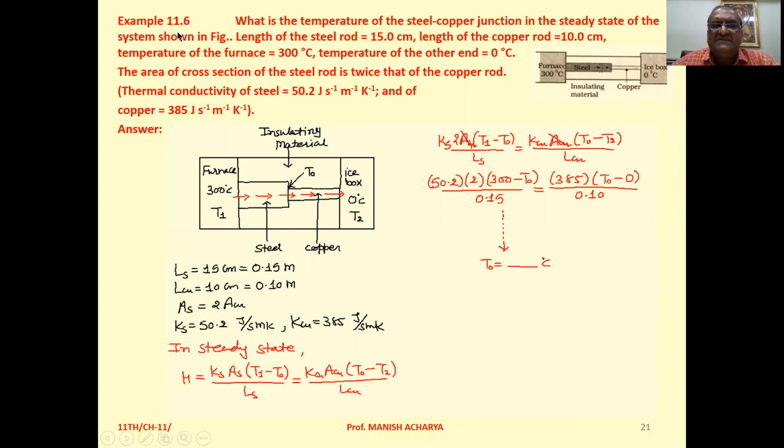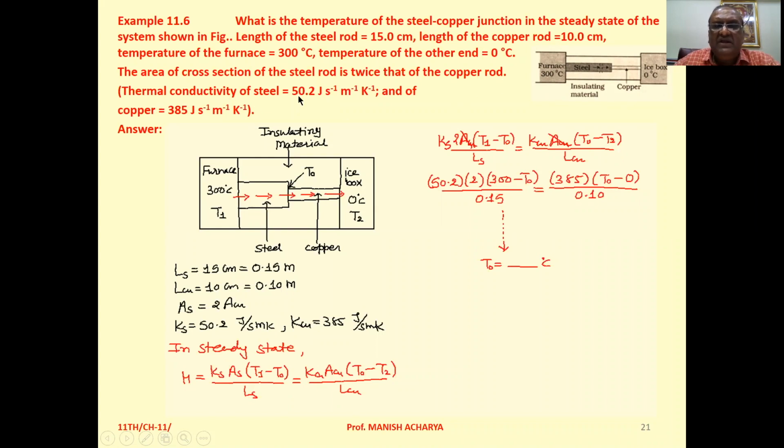Example 11.6. What is the temperature of the steel-copper junction in the steady state of the system shown in the figure? Length of the steel rod is 15 centimeter. Length of the copper rod is 10 centimeter. Temperature of the furnace is 300 degrees Celsius, and temperature of the other end is 0 degrees Celsius. The area of cross section of the steel rod is twice that of the copper rod.